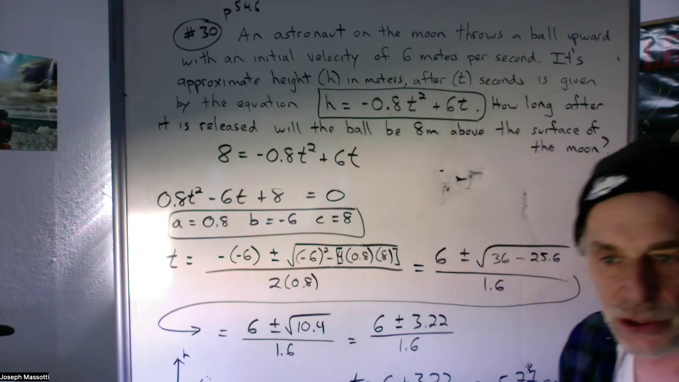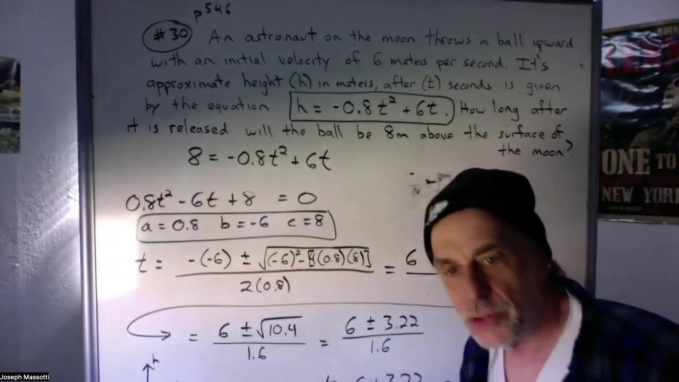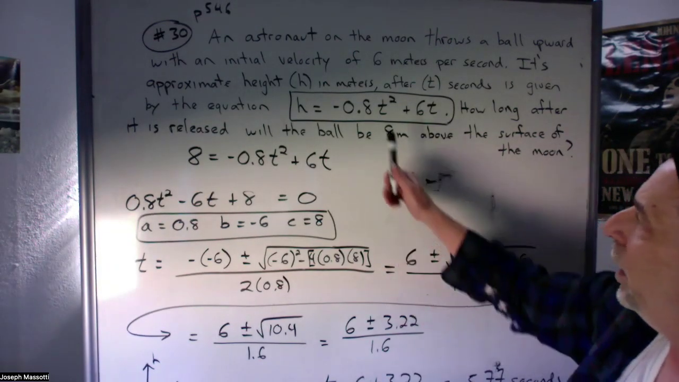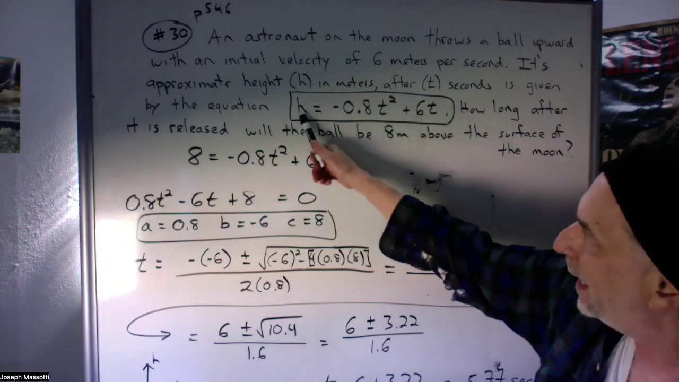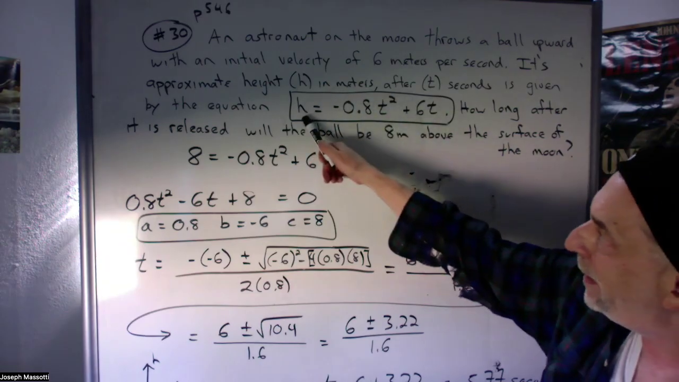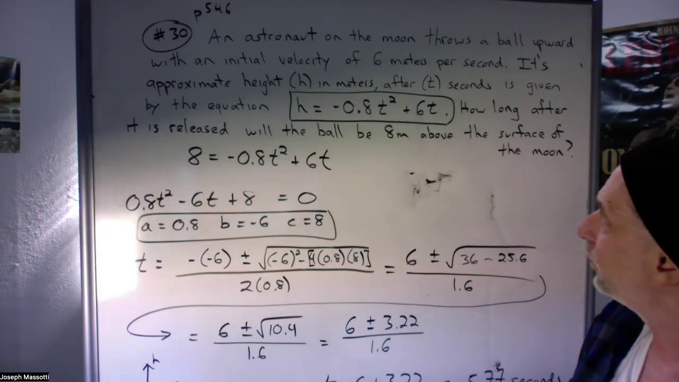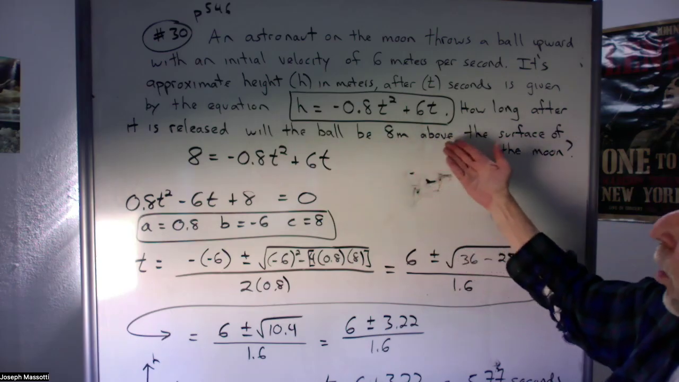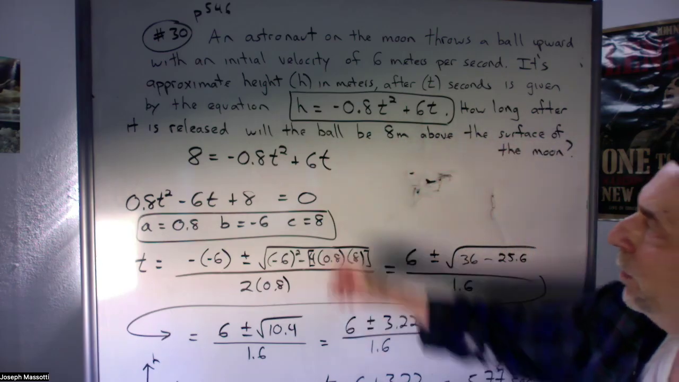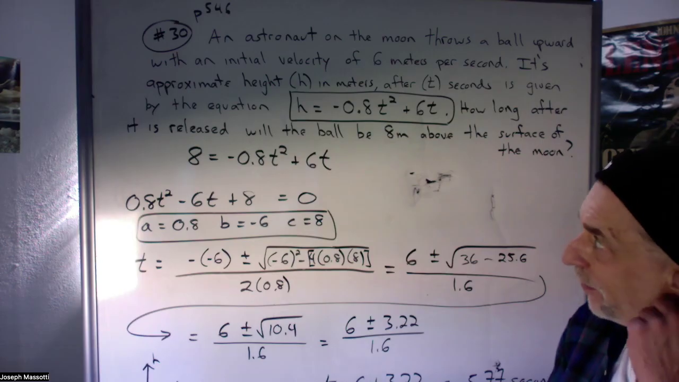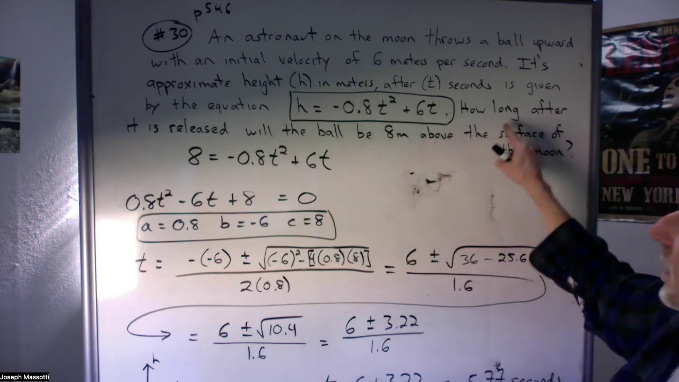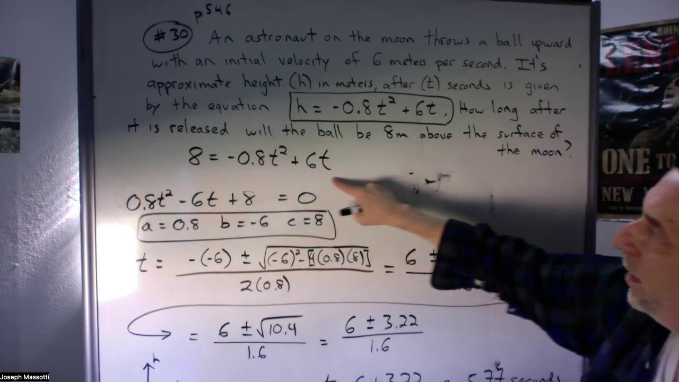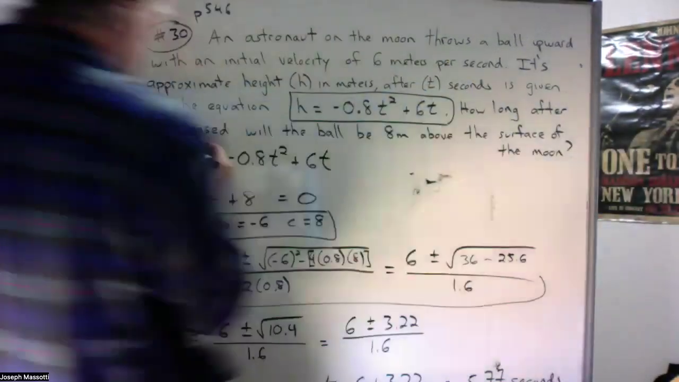It doesn't really matter what the story is. We're just interested in what is the equation, what are we trying to find out given this quadratic equation. So here's our quadratic equation, height and time. Height in meters, time in seconds. The question is, how long after it is released will the ball be 8 meters above the surface of the moon? So h is the height above the surface. So all this last sentence is saying is set h equal to 8 and solve the equation. All right, that's all that's being done.